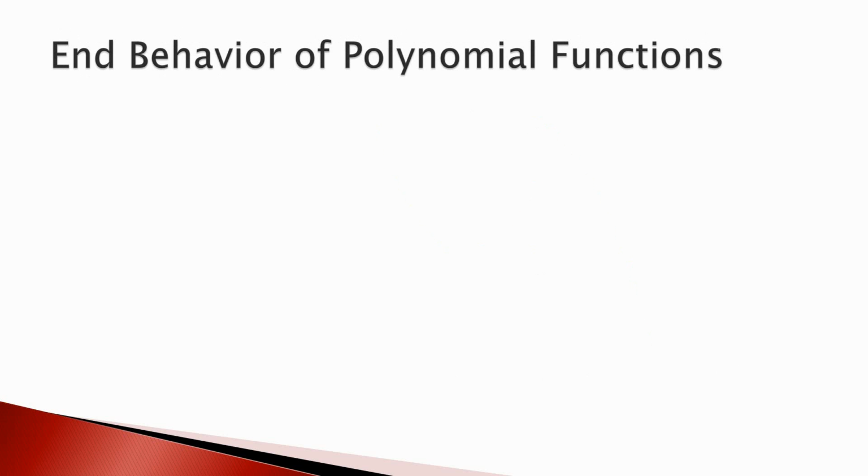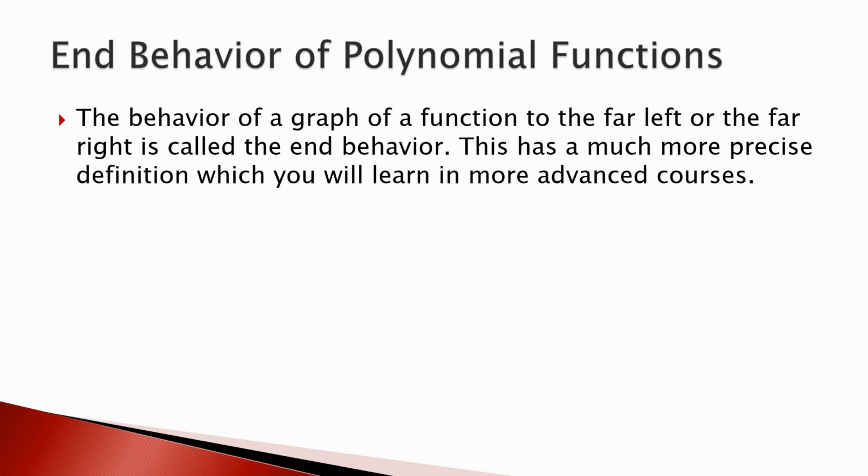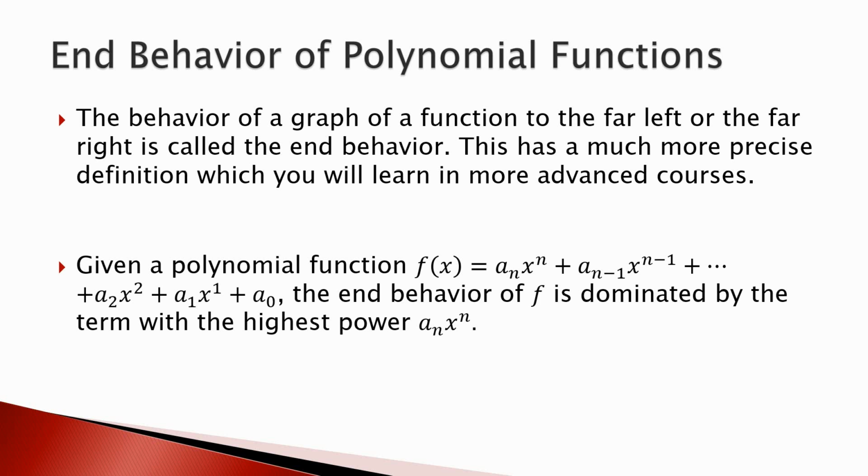End behavior of polynomial functions: the behavior of the graph of a function to the far left or the far right is called the end behavior. This has a much more precise definition which you will learn in more advanced courses. In calculus you will learn something called the limit of a function. Here we only have a rough idea, saying far left and far right. Given a polynomial function, the end behavior of the function is always dominated by the term with the highest power.